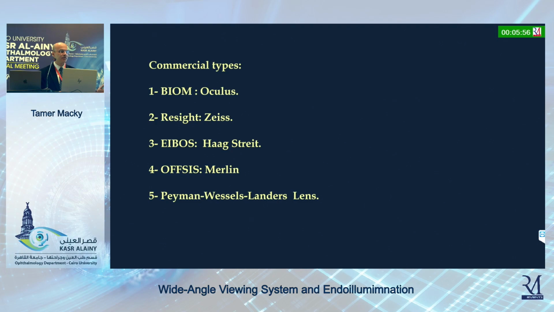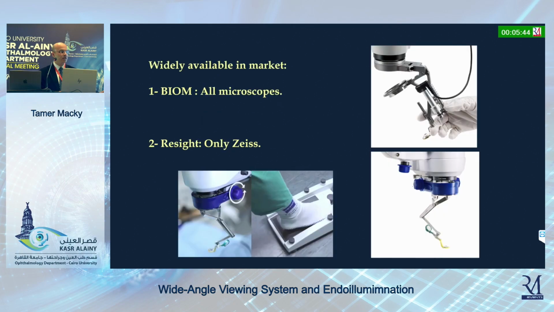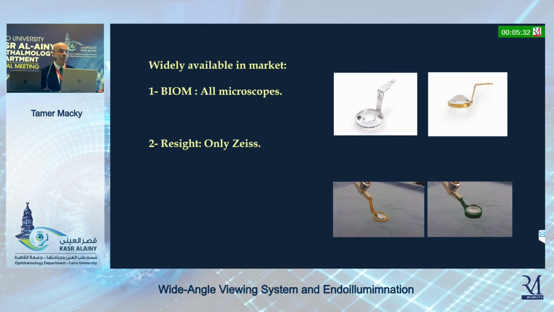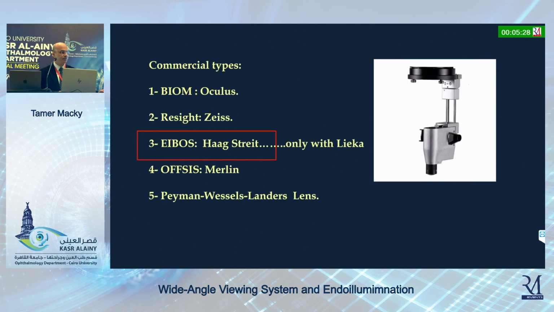There are 5 types of commercial non-contact systems: the Biome from Oculus, the Resight from Zeiss, the Ibis from Haag-Streit, the Opsis from Merlin, and the Payman lenses. The widely available types in the market are the Biome, which can work with all microscopes, and the Resight, which only works with the Zeiss. Both types could have the focus changed manually or motorized with the foot switch. And both types have a wide field lens and a macular lens.